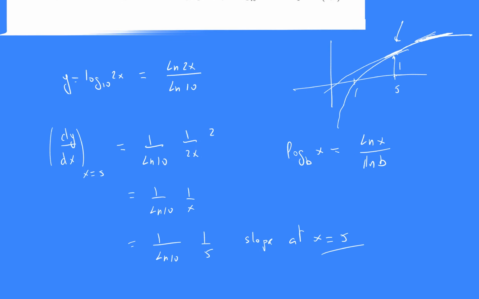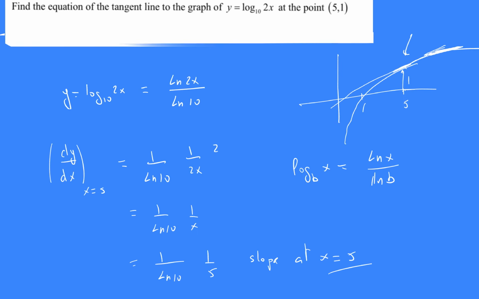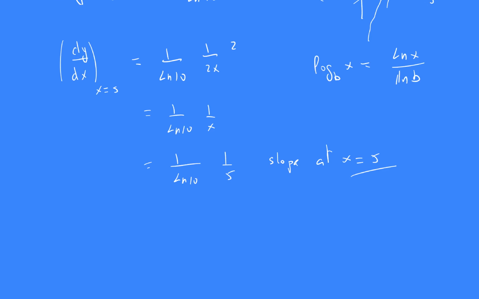Okay, and what is the problem asking me? Find the equation of a rectilinear line. The equation of the rectilinear line is y equals y0 plus the slope times x minus x0. I know the slope, I know the point x0, y0, which is the point (5, 1), so I can find the equation of the rectilinear line.